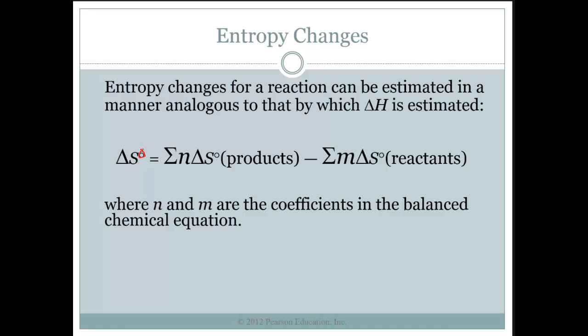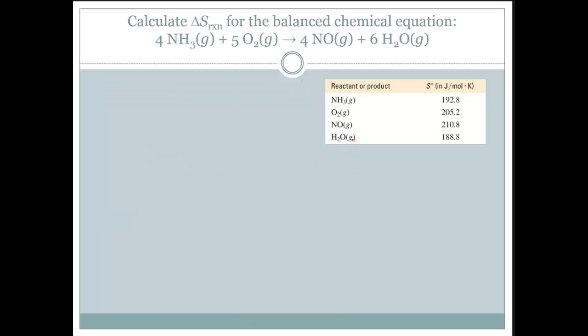So essentially we're taking the sum of the entropies of the products times their respective coefficients in a balanced chemical equation, minus the sum of the entropies of the reactants at standard state times their respective coefficients in a balanced equation. Let's do an example of this.